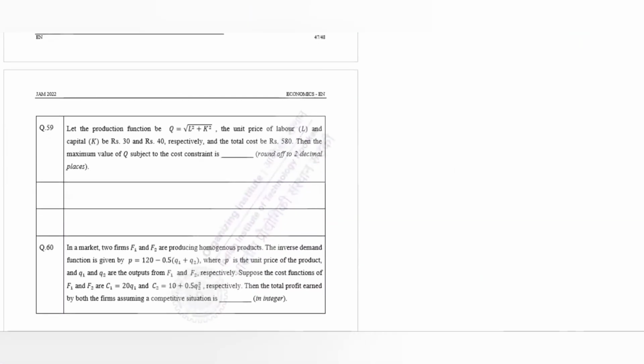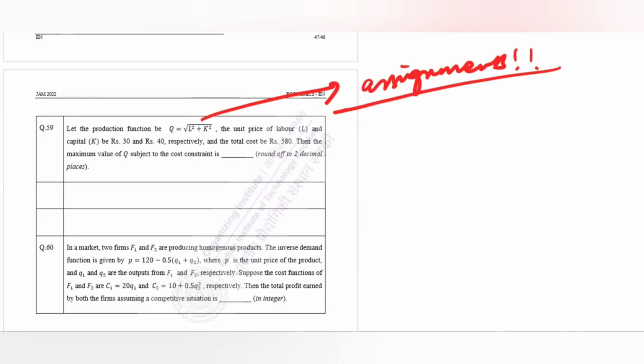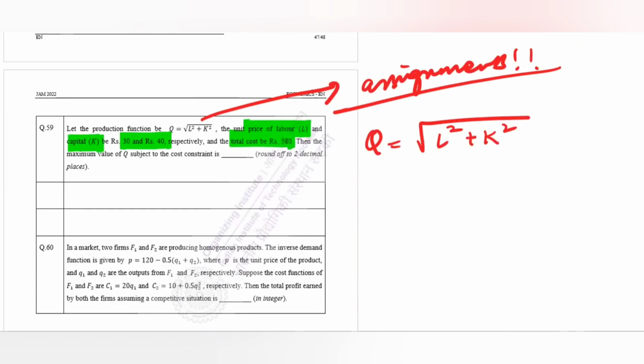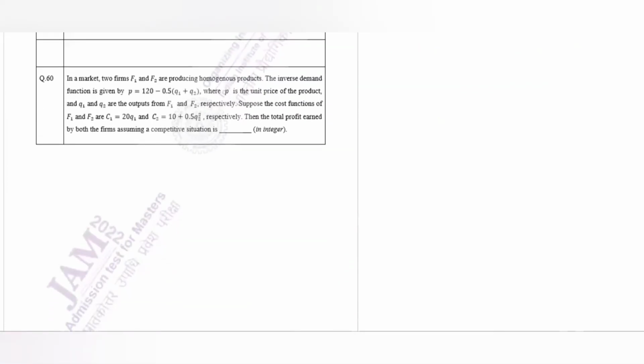This is simply coming from linear programming, very similar to last year's paper. Then you are given a production function. We have done exactly this in one of our assignments, so this should not come as a surprise. Your production function is root of L square plus K square, and you are given the price of labor and capital, and the total cost, and it is asking you the maximum value of Q. So simple question.